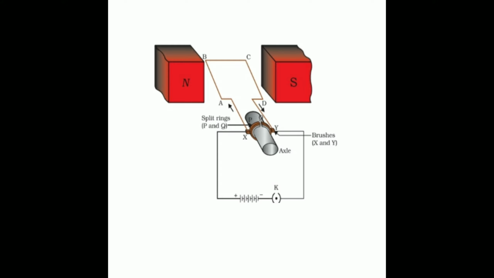Here we have to keep the rectangular coil ABCD in between the two poles of the permanent magnet. The two ends of the coil are connected to the brushes X and Y. The brushes X and Y are connected to the two split rings P and Q. The inner sides of P and Q are attached to an axle. The brushes X and Y are connected to the two terminals of the battery through a key. This is the construction of electric motor.